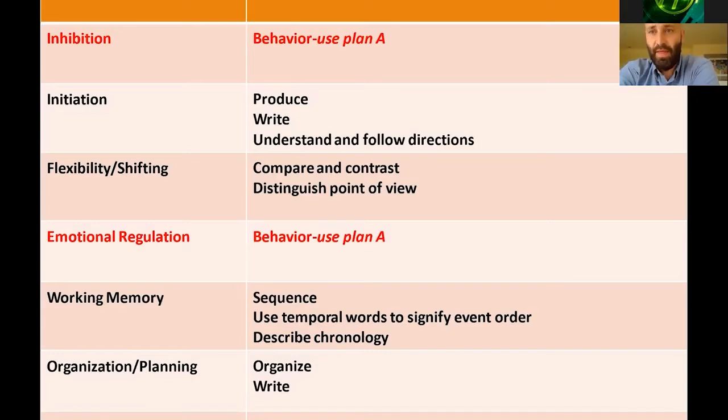So for initiation, there's a bunch of standards around producing, understanding and following directions. Oftentimes it's in writing, but it's sort of initiating, right? So you can use those standards to write an initiation goal, and I'll talk about that. For flexibility, there's often compare and contrast, or distinguishing a point of view, which is like perspective taking. Oftentimes that's in writing or reading comprehension, but we want them to do it interpersonally. You can use that California content standard for writing or reading and tailor it to interpersonal perspective taking.